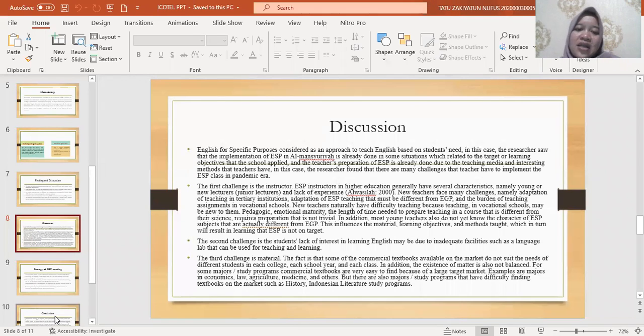So the second challenge is the students' lack of interest in learning. And it's because of inadequate facilities such as a language lab that can be used for teaching and learning. And the last challenge is about material. The fact is that some of the commercial textbooks available on the market do not suit the needs of the different students in each college, each school year, and each class. In addition, the availability of materials is also not balanced. For some majors and study programs, commercial textbooks are very easy to find because of a large target market. Examples are majors in economics, law, agriculture, medicine, and others. But there are also majors or study programs that have difficulty finding textbooks on the market, such as history books, the Indonesian literature study program, etc.